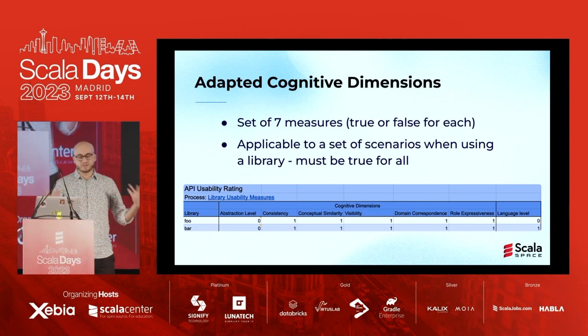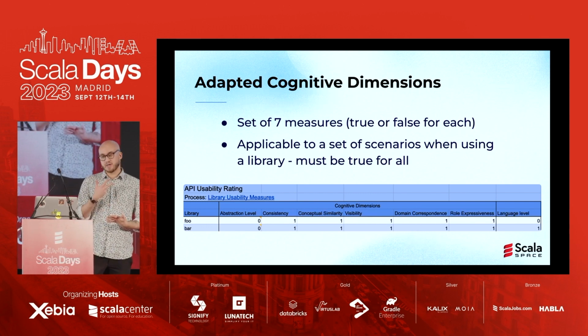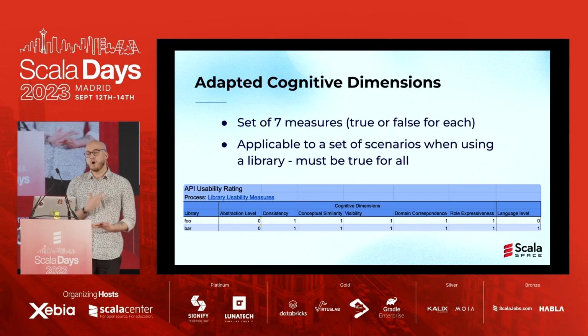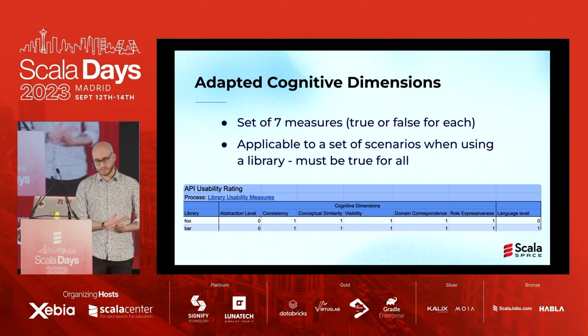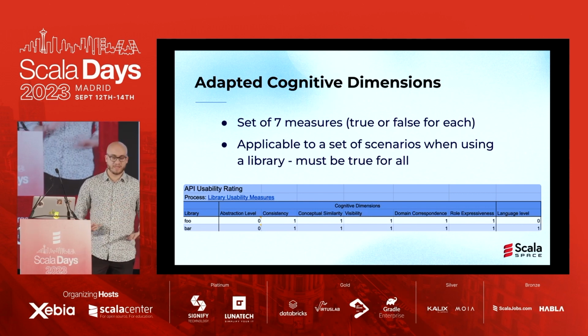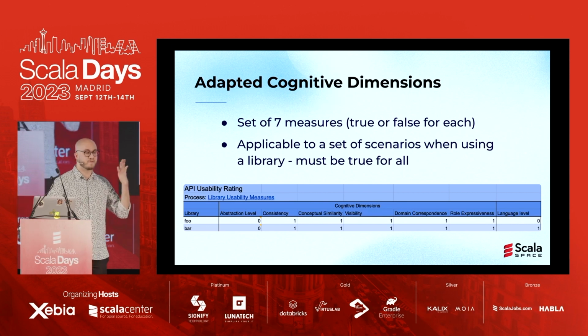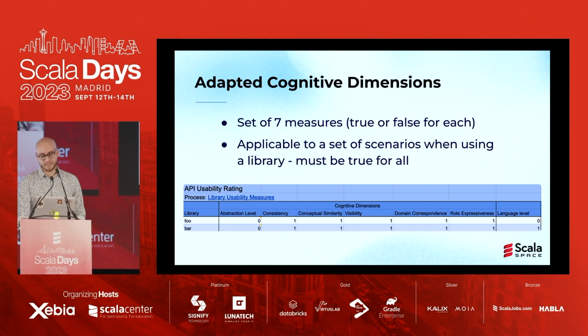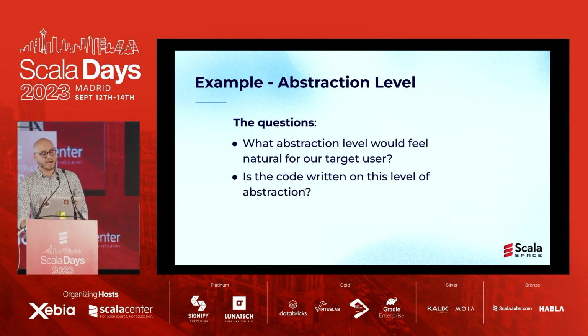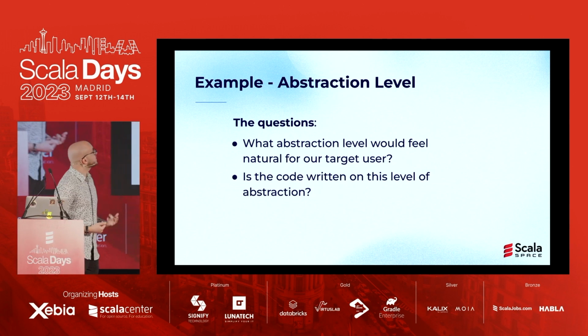So when you measure, we have one question about the code using the library. And if this question is true for all the scenarios where the library is used, then it's true for the library. And then we can rate these libraries and then maybe even work on them to make their score higher and reason about them, because it also gives us a frame of thinking about the usability of these libraries. As an example of a cognitive measure, I can show you the abstraction level.